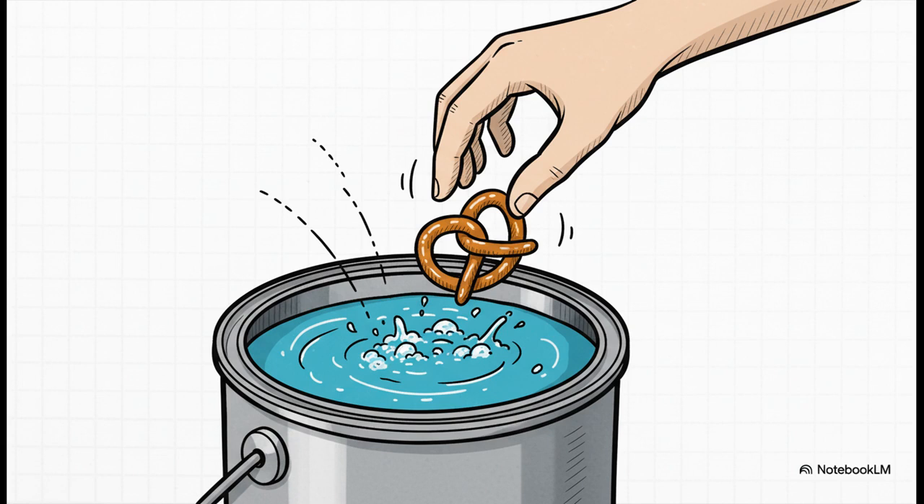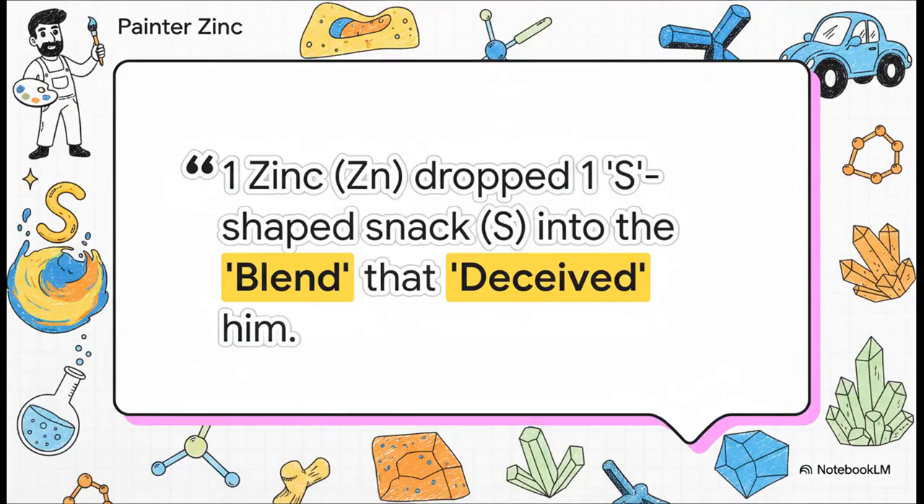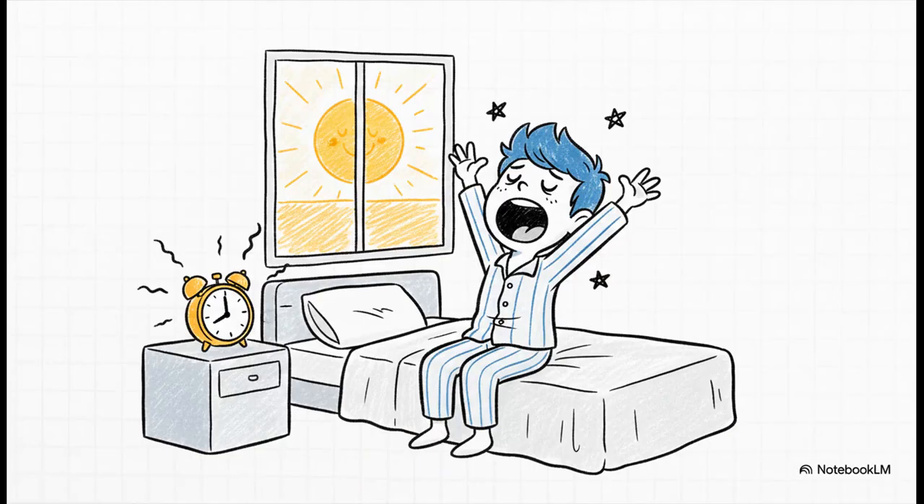I wonder what that S could possibly stand for. And that brings us to our full memory hook. Let's really lock this image into our brains. One painter named Zinc, that's our Zn, plus one S-shaped snack, that's our S, gives us the formula ZnS. So the key takeaway, zinc blend is ZnS. Pretty easy, right? All right, disaster number 1 is in the books. Let's see what happens next in our painter's day.